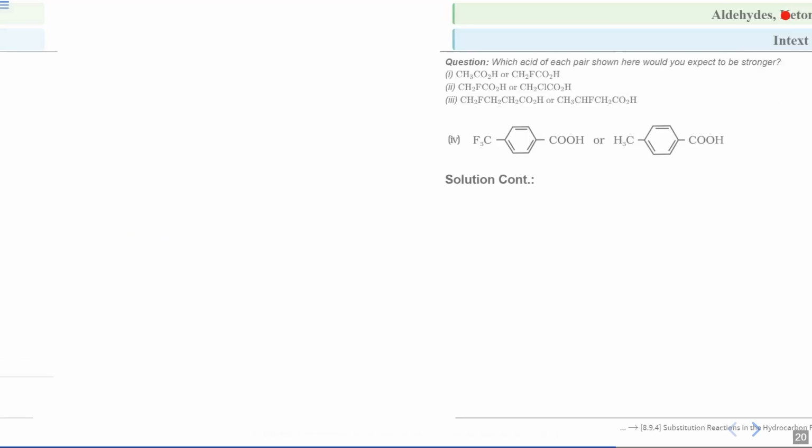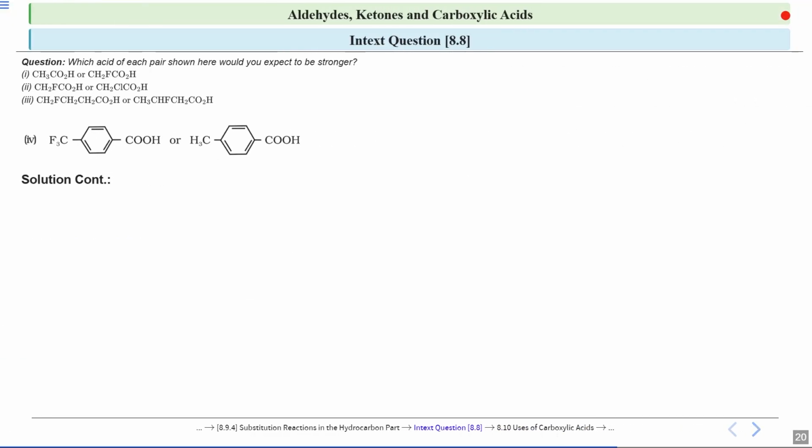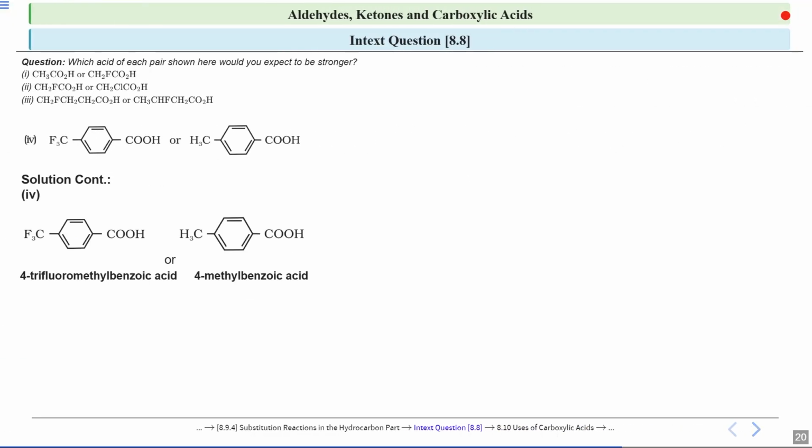Lastly, coming to the fourth part. Here you have two benzoic acids. The first has a trifluoromethyl group at the fourth position, and the other has a methyl group at the same position. So if this is first, then 1, 2, 3, 4. This is a trifluoromethyl group at the fourth position, and this is a methyl group, also at the fourth position.